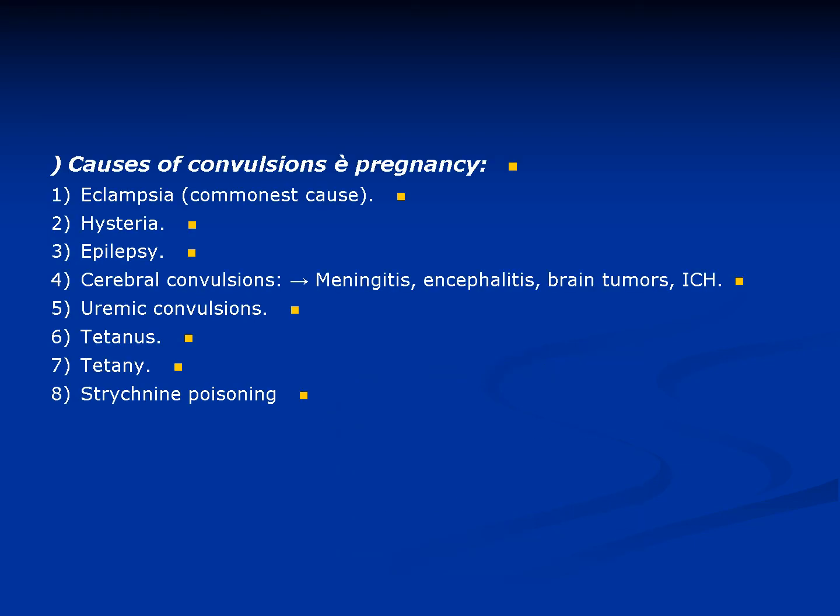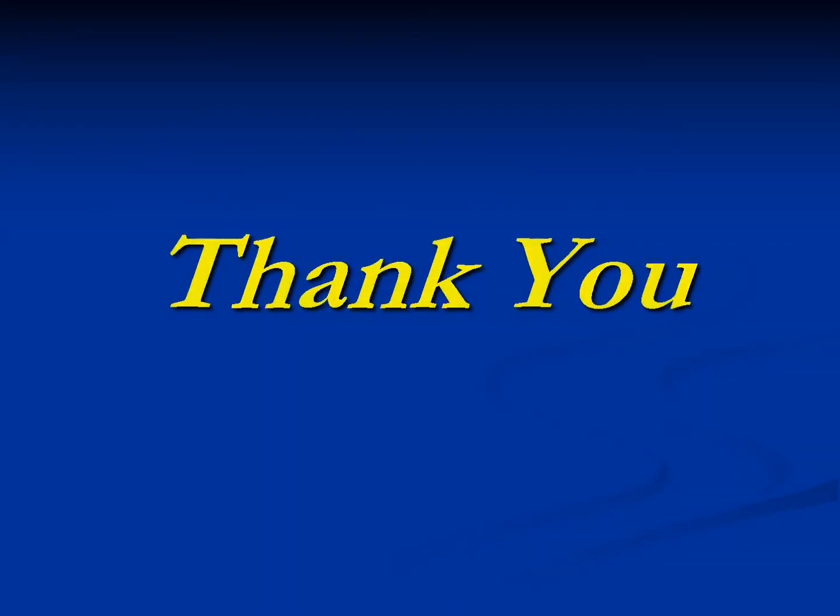By the end of my lecture, we summarize the causes of convulsion in pregnancy as follows. Number one, eclampsia, the commonest cause. Number two, epilepsy, hysteria, cerebral convulsions including meningitis, encephalitis, brain tumor, intracerebral hemorrhage, uremic convulsions, tetanus, tetany, and strychnine poisoning. The commonest ones per se are eclampsia and epilepsy, and these must be differentiated, as I said before. The other causes must also be put in the differential diagnosis. Thank you.